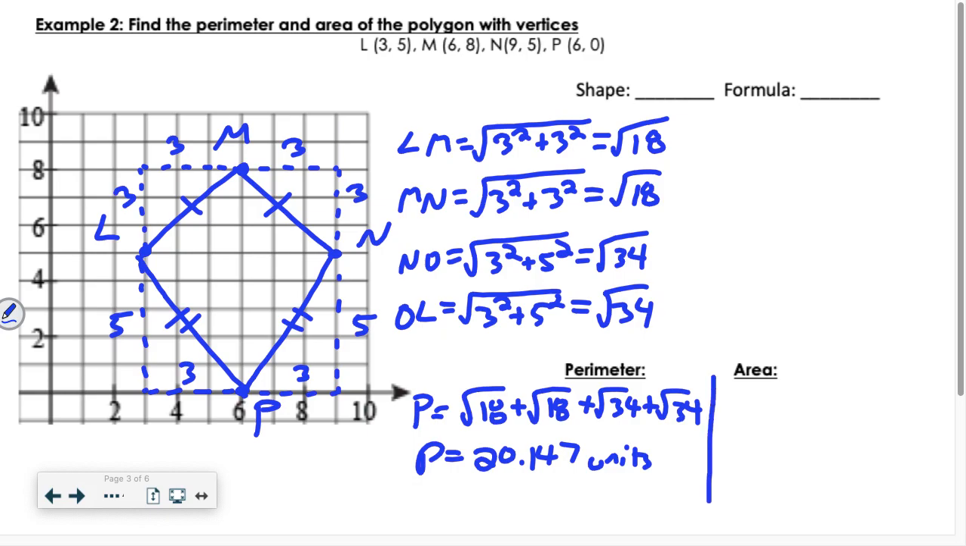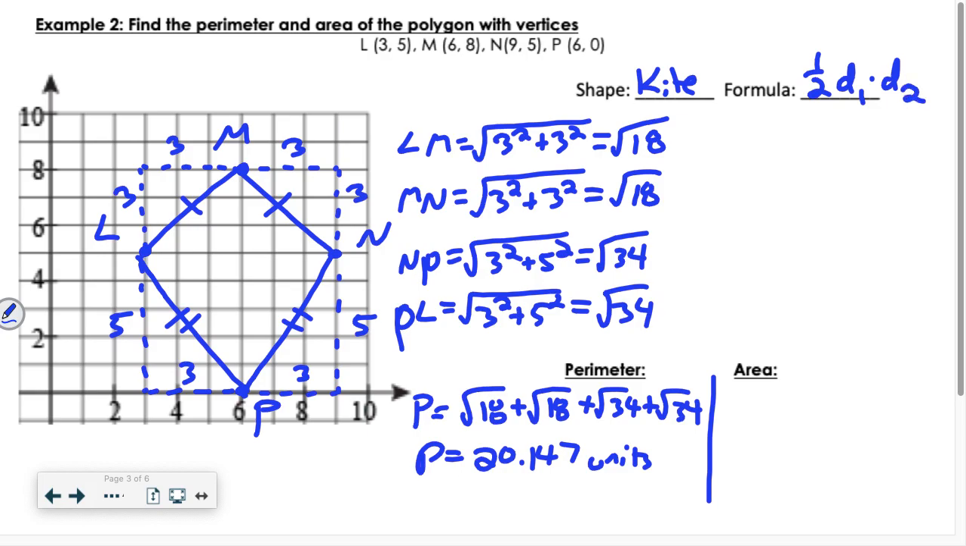Well, since I've shown that LM is congruent to MN, and PN and PL are congruent to each other, then that means I can, sorry about that. I just realized that I have O in here for some reason. That should be a P. That should be a P. My bad. Okay, so since I've shown which 2 pairs of sides are congruent, that means I definitely have a kite. And as we recall from earlier, that formula is going to be 1/2 diagonal 1 times diagonal 2.